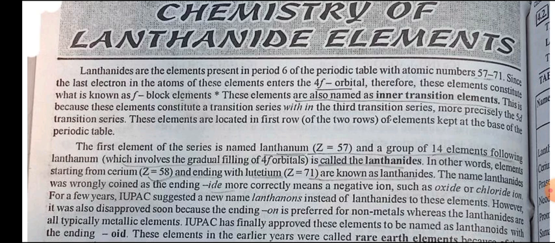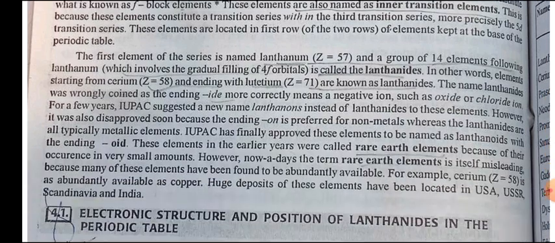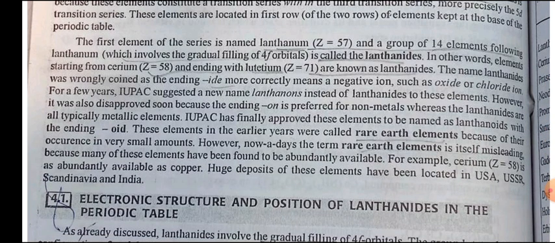This is because these elements constitute a transition series within the third transition series, more precisely, the 5d transition series. These elements are located in the first row of elements kept at the base of the periodic table. The first element of the series is named lanthanum, and the group of 14 elements following lanthanum is called lanthanides. In other words, elements starting from cerium and ending with lutetium are known as lanthanides.